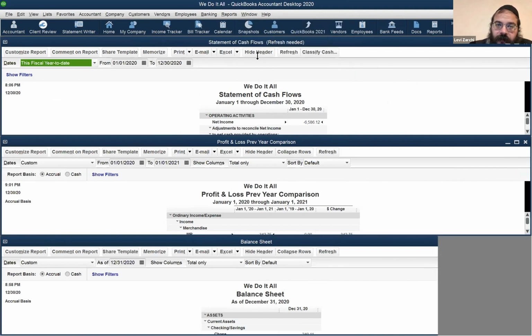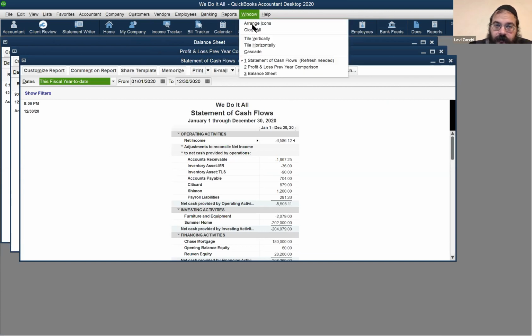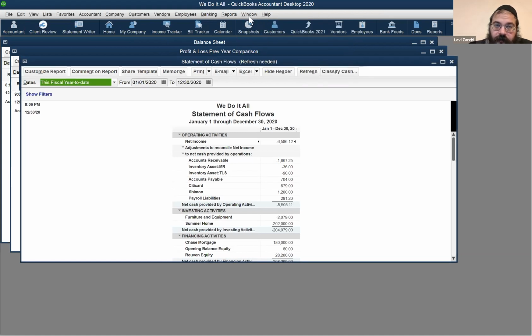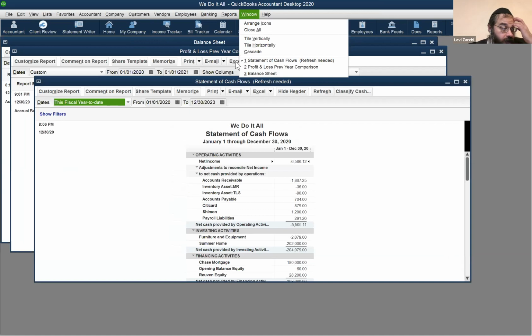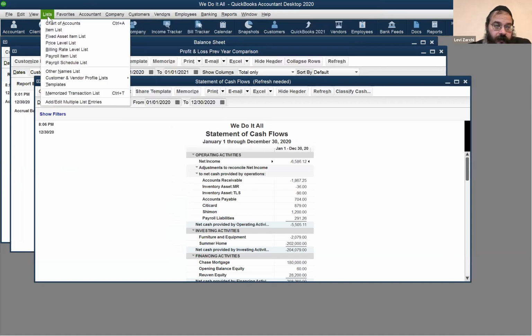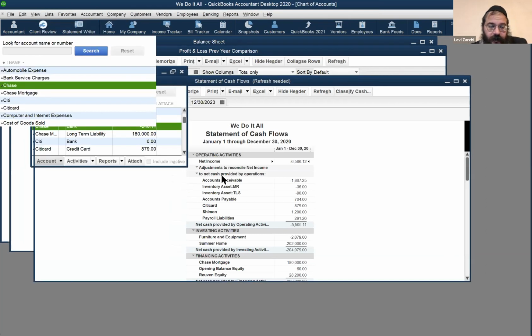You could cascade them, which just lays one on top of the other, or you can arrange the icons, which in this case, we don't have anything to arrange. Lists we did also. Depending on the window, you have the chart of accounts list, which you could get to by pressing Control A.